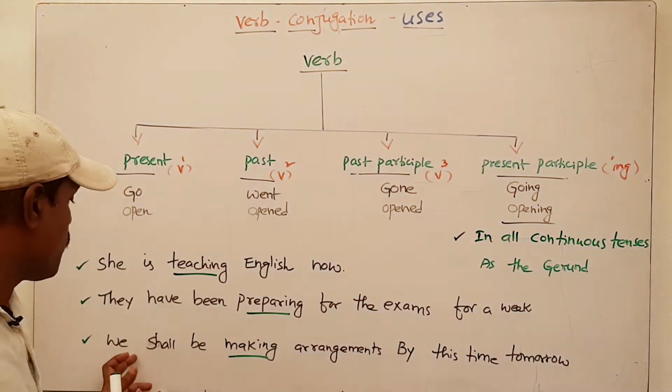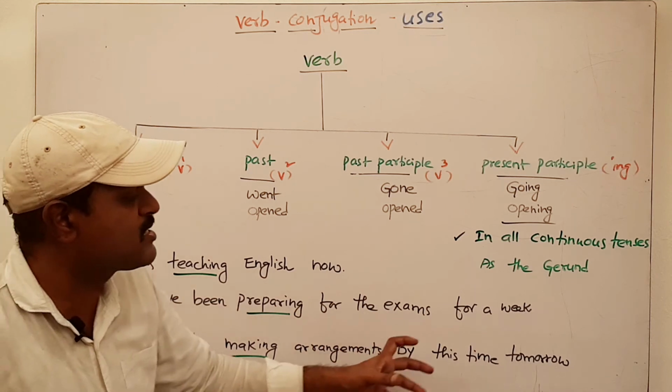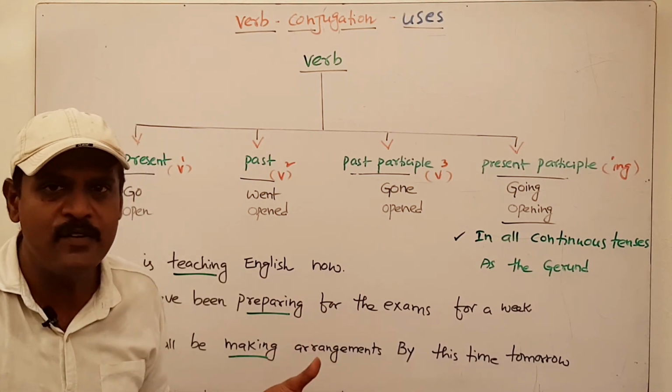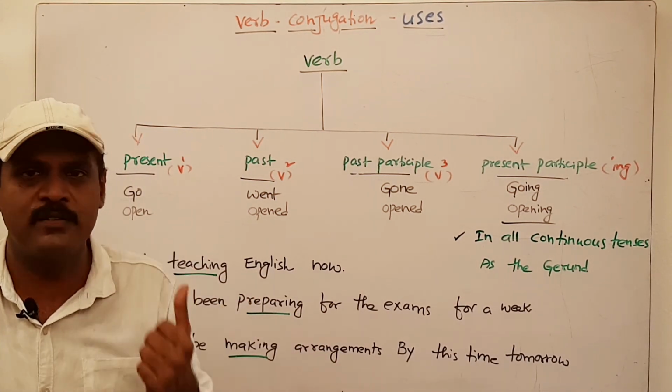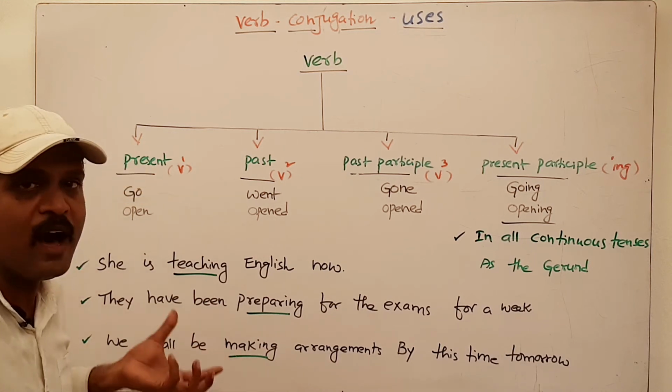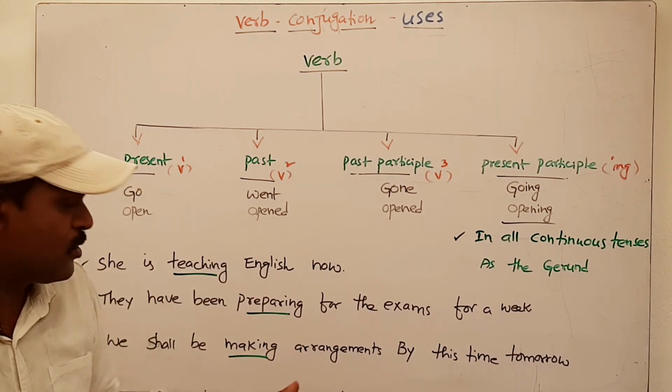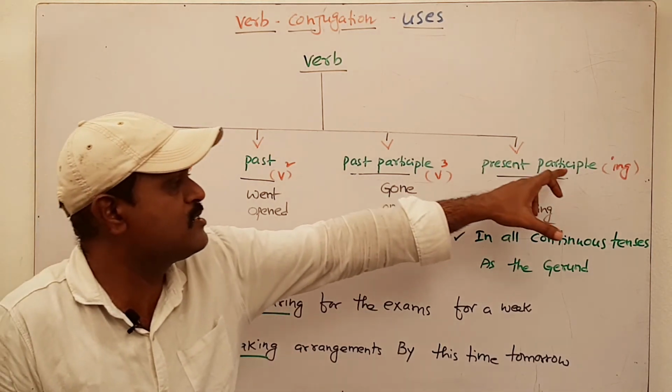The next one: We shall be making arrangements by this time tomorrow. It is in future continuous. Will be making or shall be making. So, making is the present participle here.